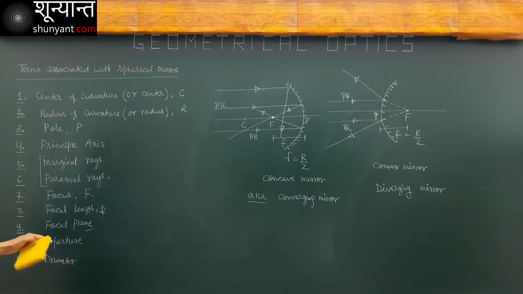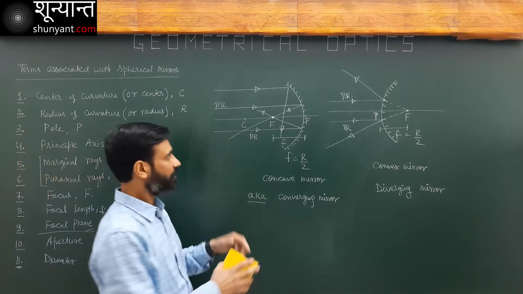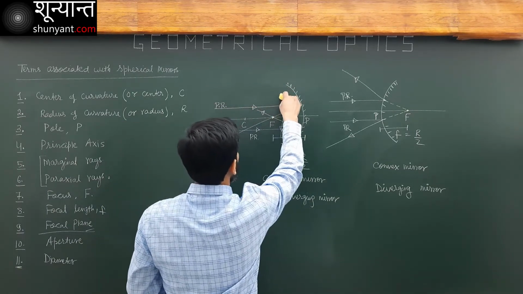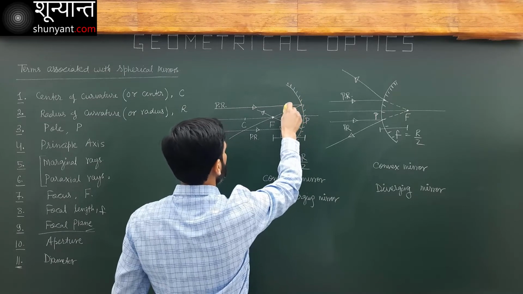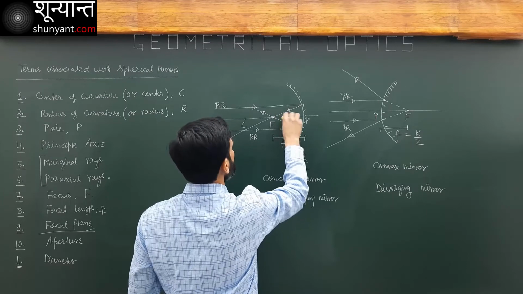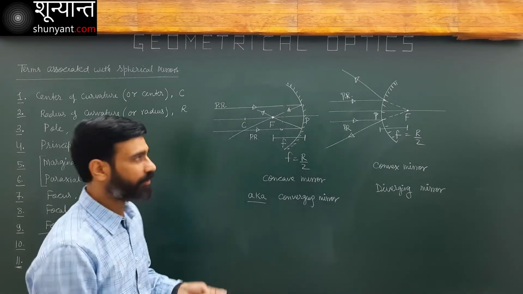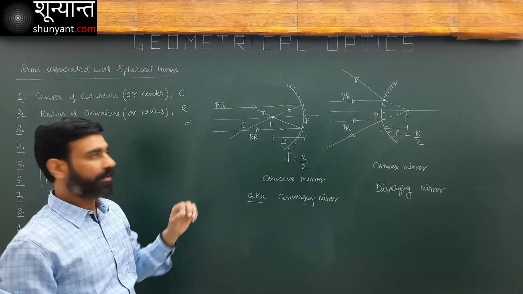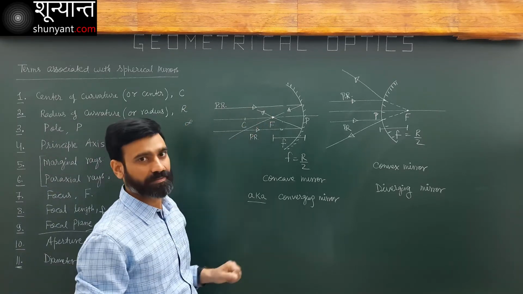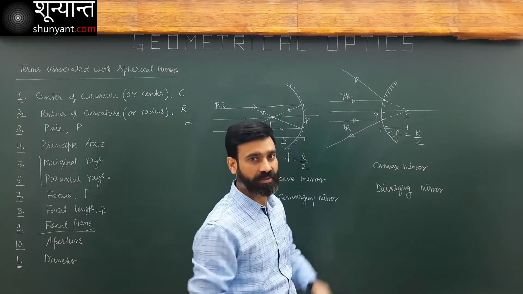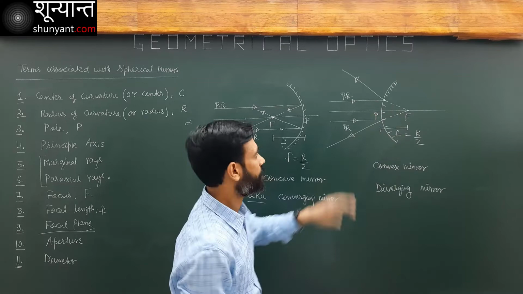Now, what about focal plane? A very interesting thing. If light rays are coming from infinity, parallel to the principal axis, in that case they will meet at focus. They will converge at focus. Here they will diverge from focus.